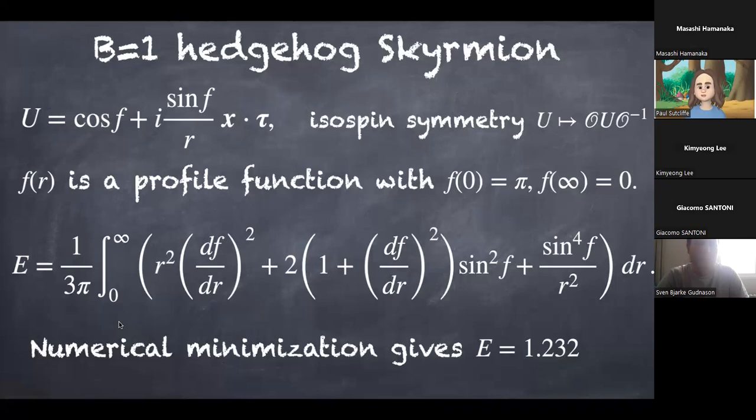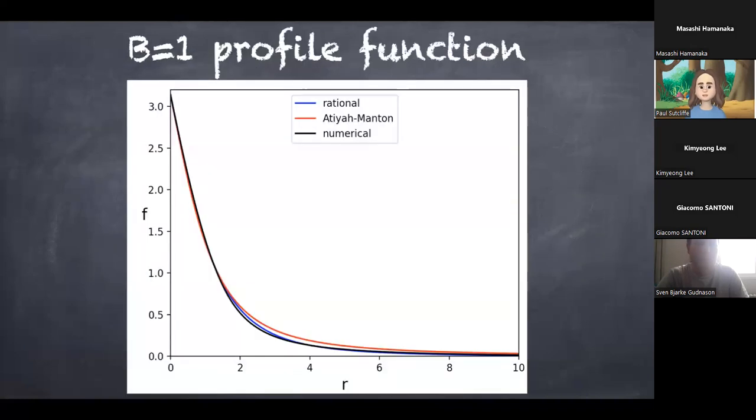And if you want to know what the profile looks like, well, it's kind of what you might guess. Numerically finding the profile function gives you the black curve here. You see it starts off with pi and goes to 0, and it does it sort of monotonically decreasing. I'll explain a little bit later what the other curves are, but you can see they're all quite similar. The black curve is what you get by numerics.